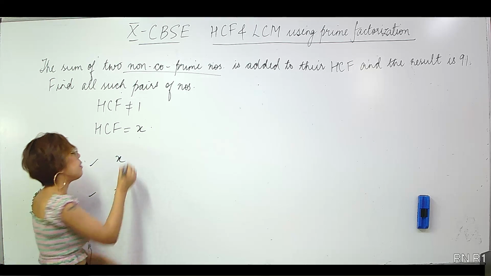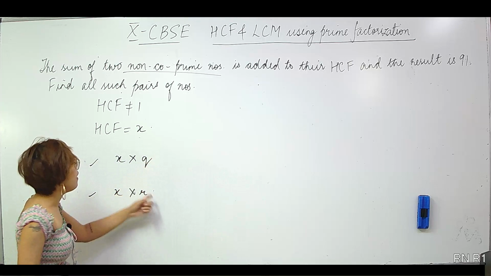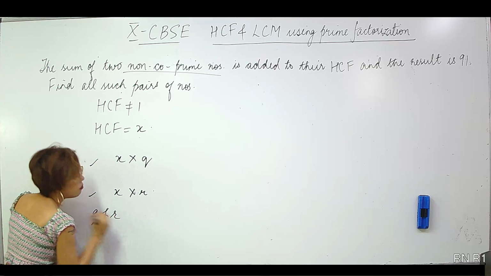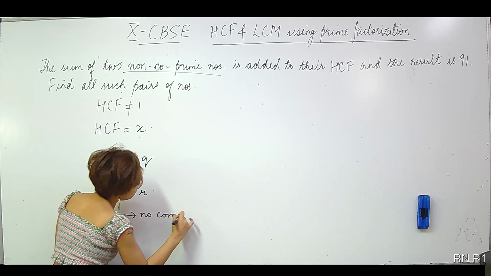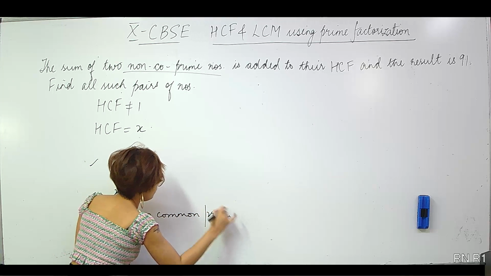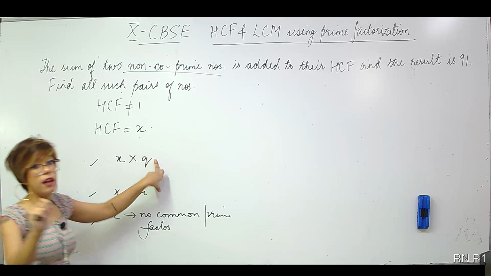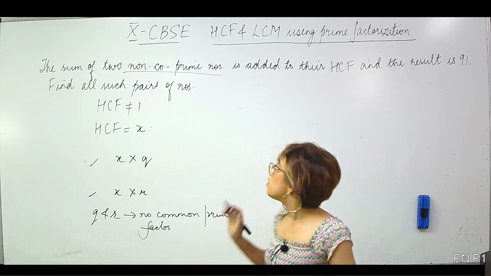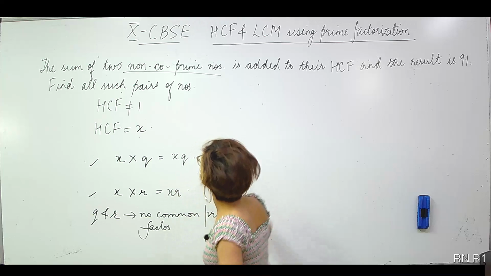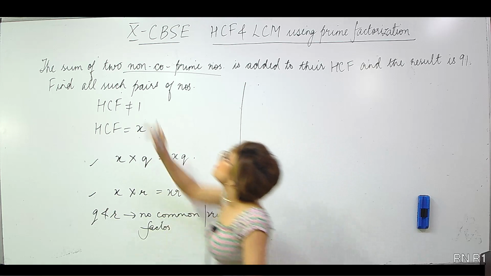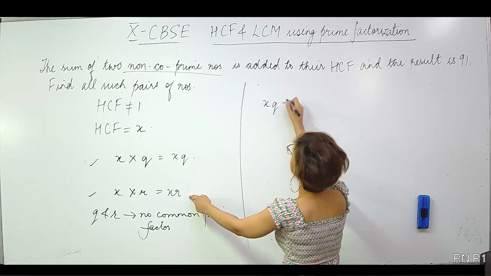Now, along with this, it would have some number that is Q, and some number R. Again, Q and R have no common prime factor, because I have taken my HCF to be X. So that means no common factor will come from here. Otherwise, I will change my HCF. So basically, my two numbers are XQ and XR. Now he says the sum of the two numbers. So I can have the sum, that is XQ plus XR.